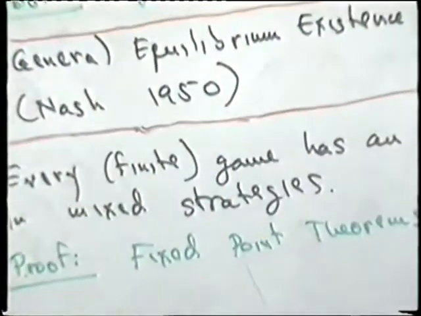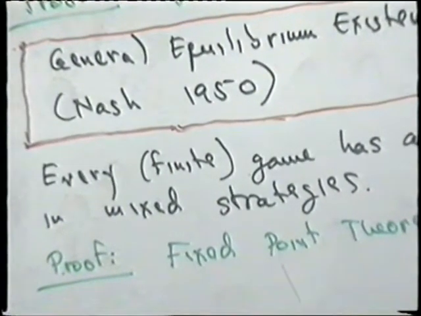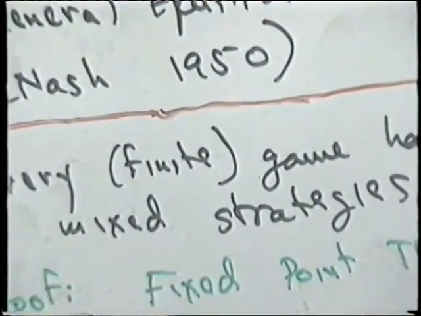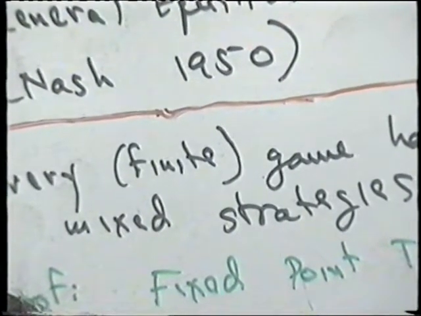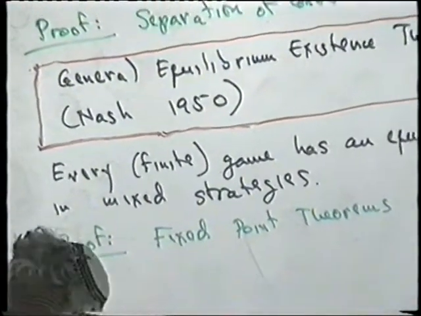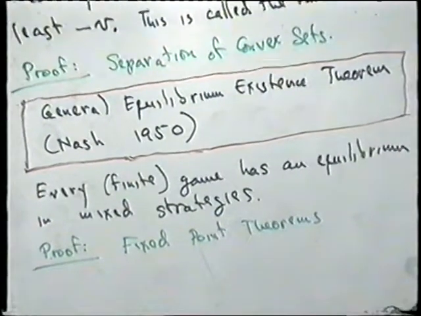So the general equilibrium existence theorem says that every finite game, no matter what the number of players, what the number of strategies, has an equilibrium in mixed strategies. It doesn't have to be in pure strategies.